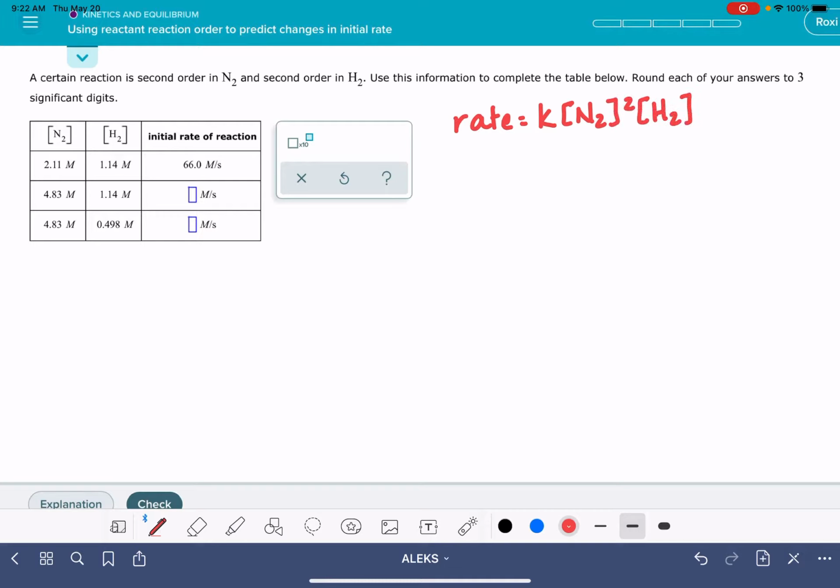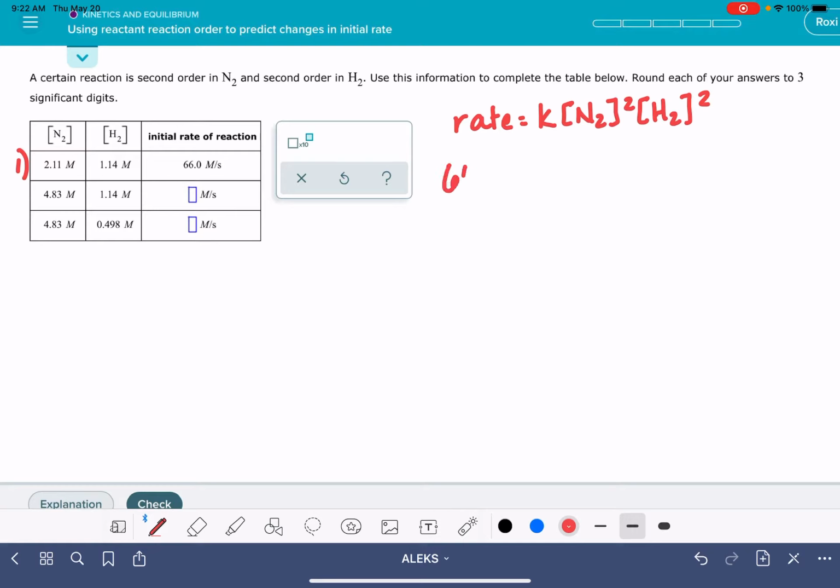Again, I'm getting this information because it's telling me that it is second order with respect to N2 and second order with respect to H2. Then it's going to give us a whole bunch of data for one particular trial for this reaction. It's giving us the rate, the concentration of N2, and the concentration of H2, which means we have enough information to calculate the rate constant K. And that's what we should do with all of the data in row number 1.